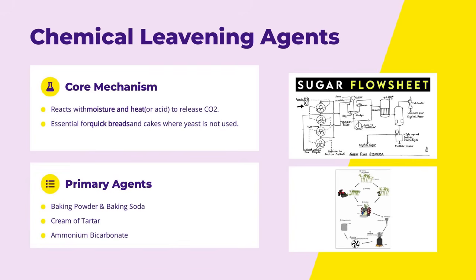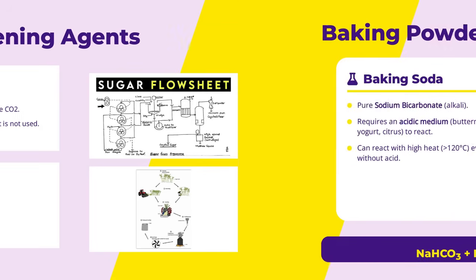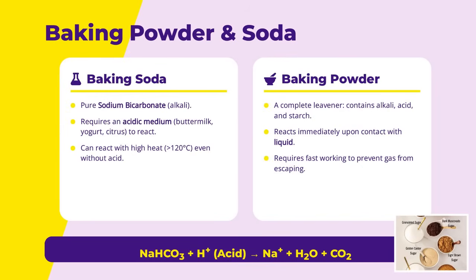Having understood the basic concept of chemical leavening agents, let us now study baking soda in detail. Baking soda is chemically known as sodium bicarbonate. It is one of the simplest and most commonly used chemical leavening agents in bakery products. However, baking soda cannot work efficiently on its own. It requires the presence of an acidic ingredient such as curd, lemon juice, vinegar, cream of tartar, or other food acids.